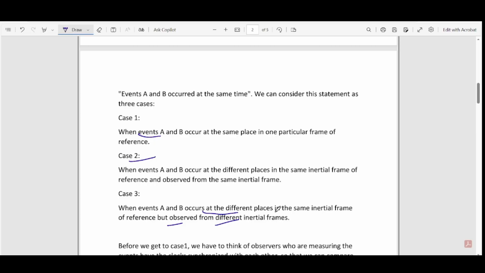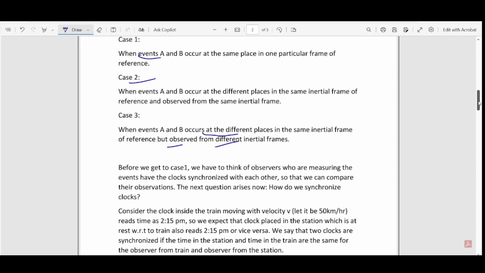Now, before measuring when an event occurred, we have to ensure that clocks are synchronized, because one cannot measure differently. We have to find a way to make sure that whoever is measuring has clocks synchronized with each other. So the observers who are measuring the events must have their clocks synchronized. Now the question is, how do we synchronize the clocks? This question is very interesting.